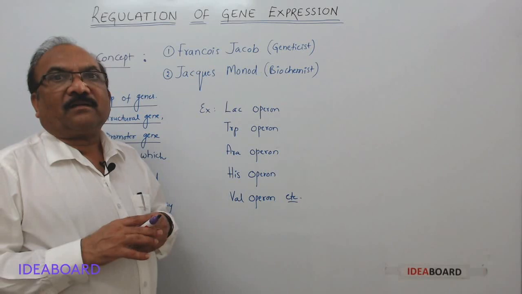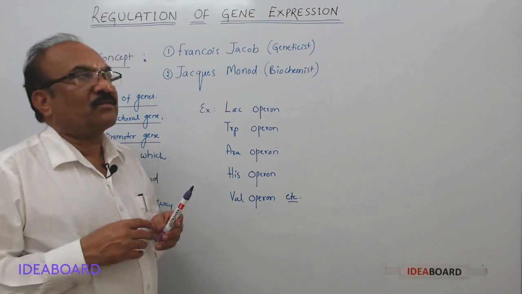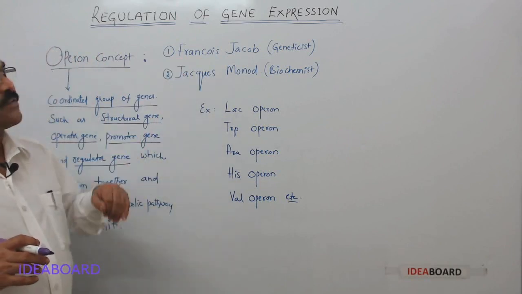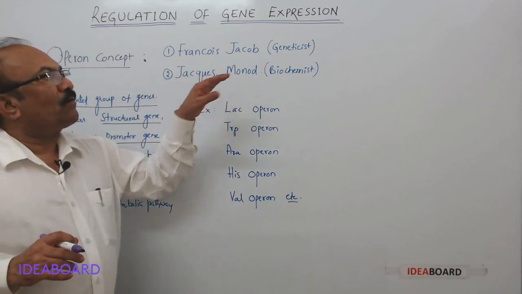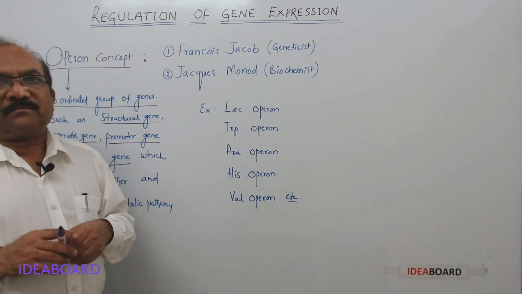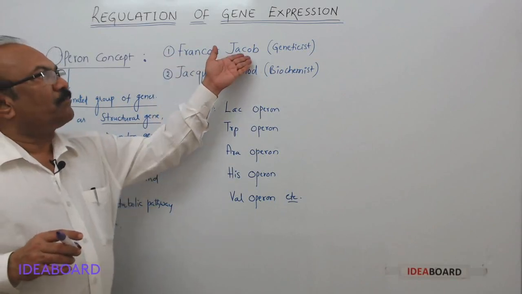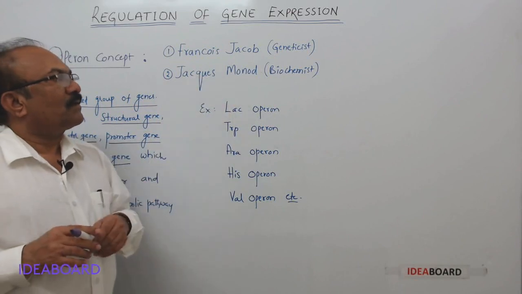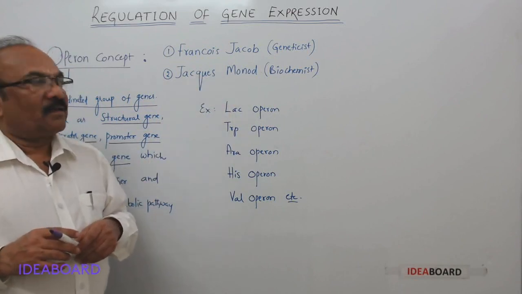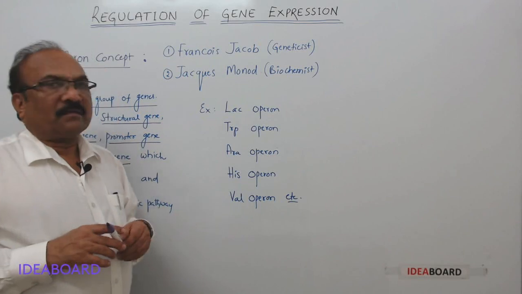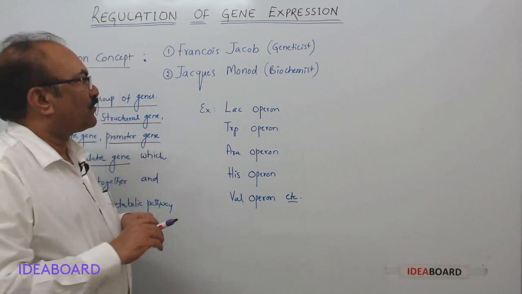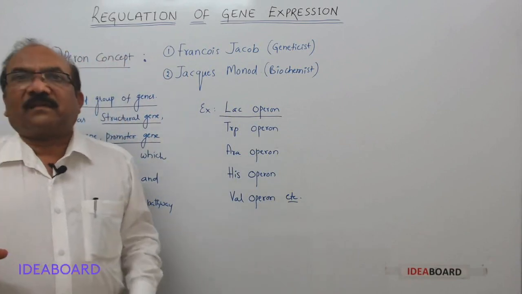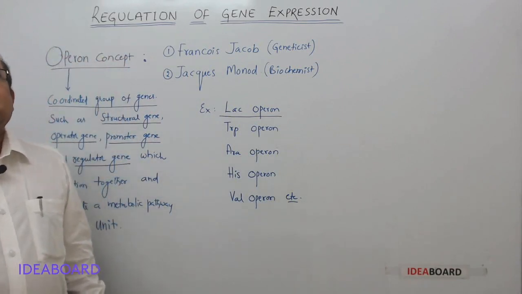And this operon concept was given by Francois Jacob, a geneticist, and Jacques Monod, a biochemist. Of course, in our syllabus, we have one operon, that is lac operon, and we will discuss that lac operon in detail in the next video.